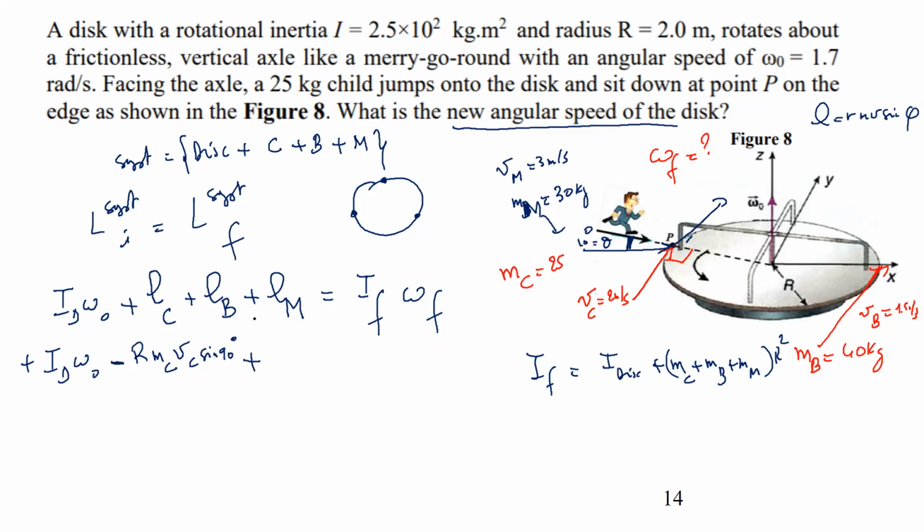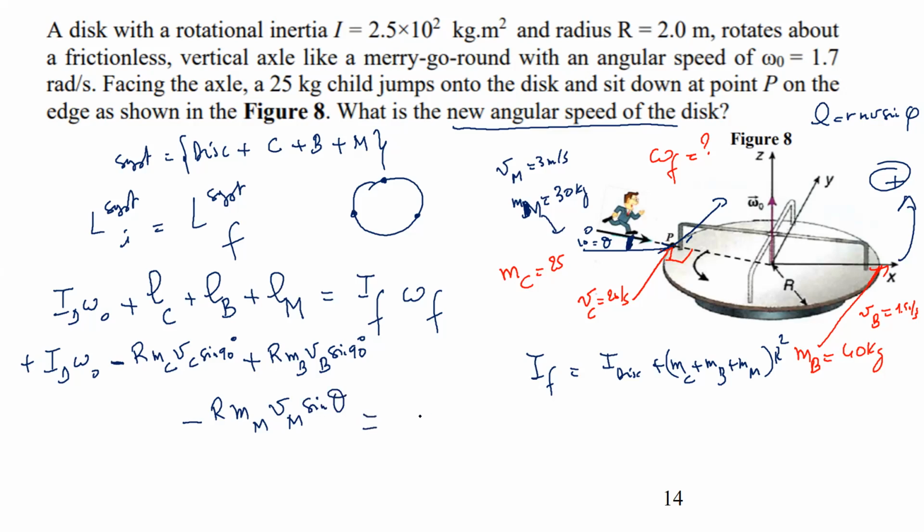Now, what is the angular momentum for B? His angular momentum is positive because he looks like he's rotating in the same direction as the merry-go-round. So it will be R, M B, V B, sine 90 degrees, which is equal to 1. What about M? Muhammad also has a negative angular momentum. So he will have minus R, M Muhammad, V Muhammad, sine of the angle theta, because he has a certain angle here. He is not tangential.